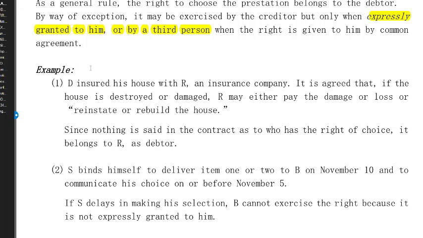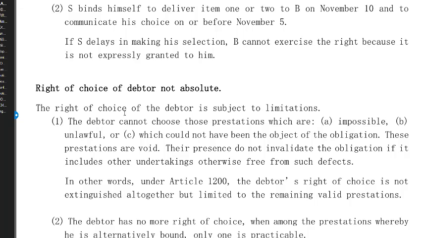So here, another example. D insured his house with R, an insurance company. It is agreed that if the house is destroyed or damaged, R may either pay the damage of the loss or reinstate or rebuild the house. Since nothing is said in the contract as to who has the right of choice, it is basically with R as the debtor. So, yun po yun ang ating mga example.